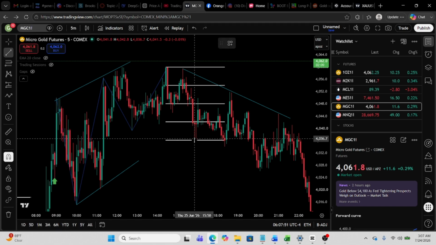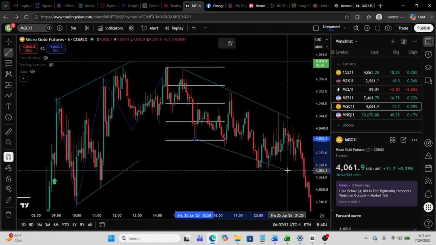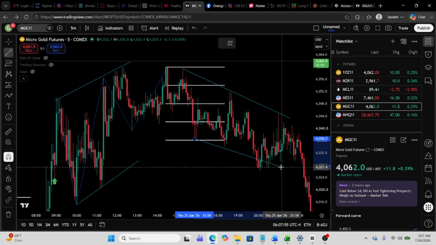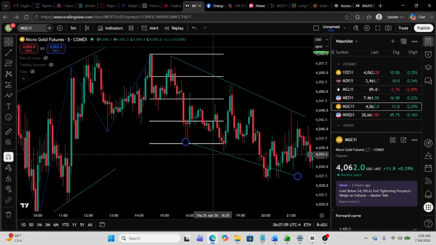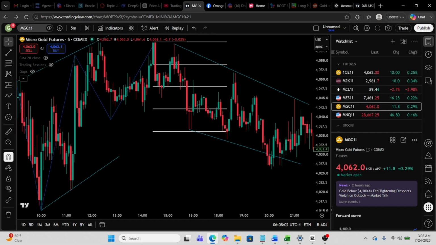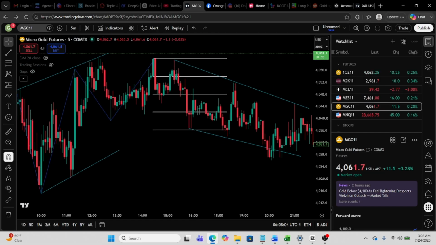Now it's clear that the trend has reversed and we are in a channel. So it's tricky because you can argue that this candle here is the breakout.